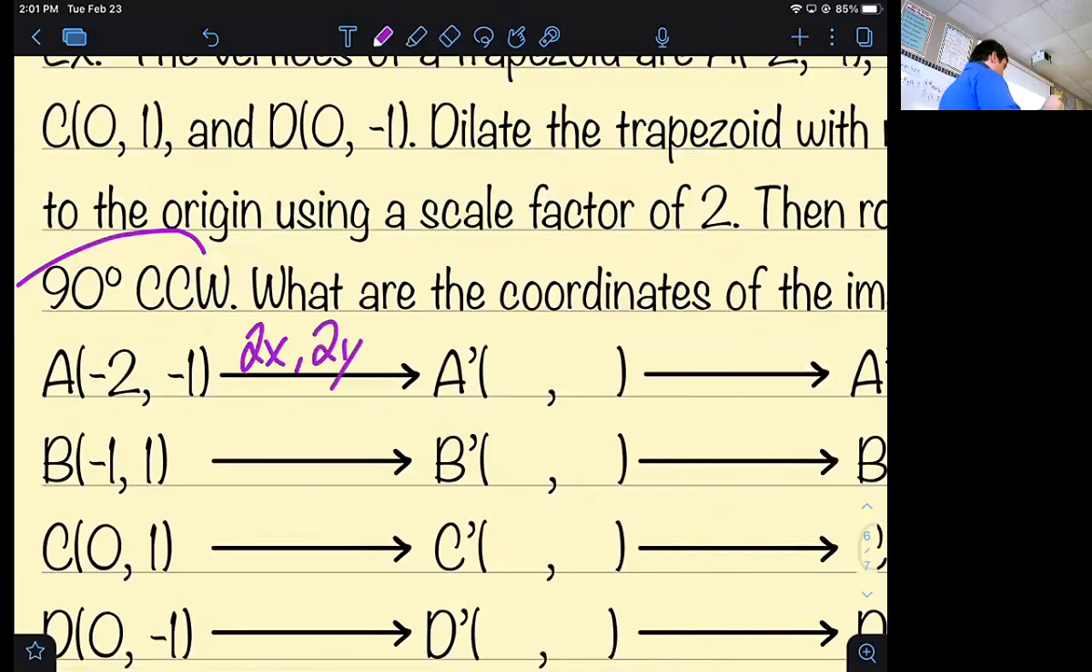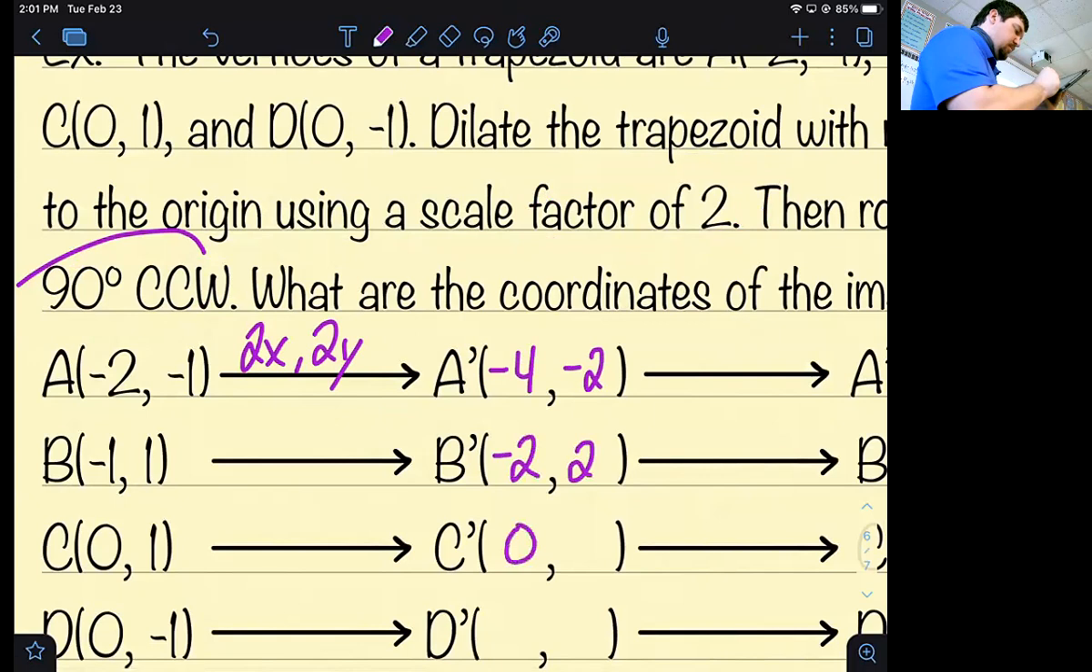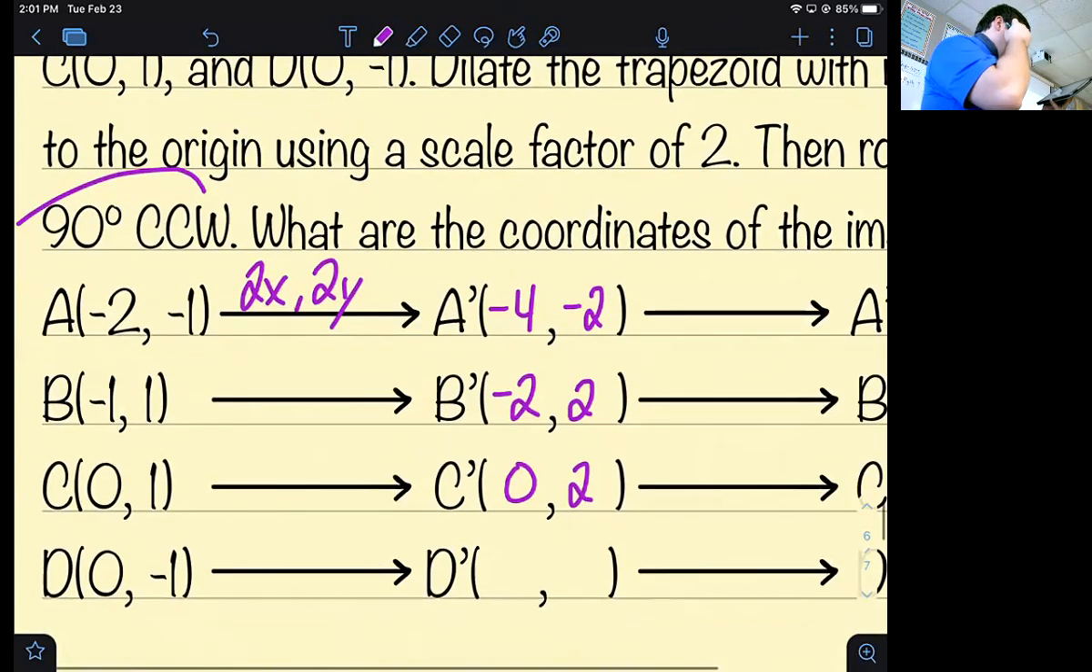Okay. Nuche, what's A prime going to be? That's going to be -4, negative. Okay. And Caroline, what's B prime going to be? -2, 2. Okay. And Claire, what's C prime going to be? 0, 2. And Levi Rum, what's D prime going to be? So that would be 0 and negative 2. There you go.